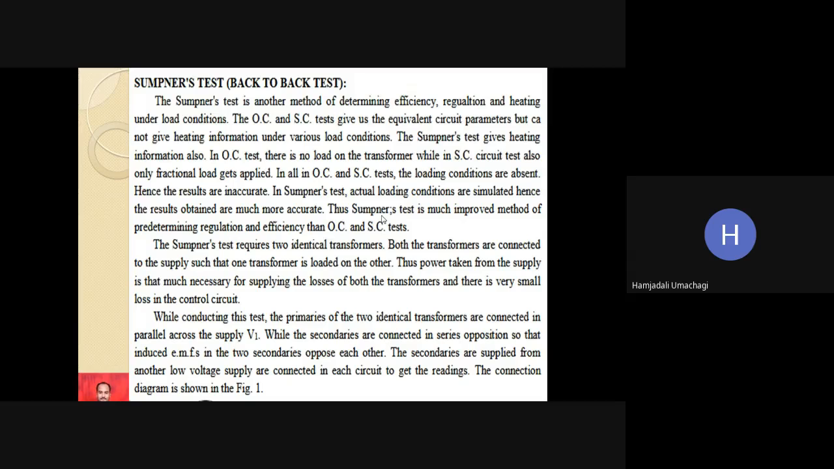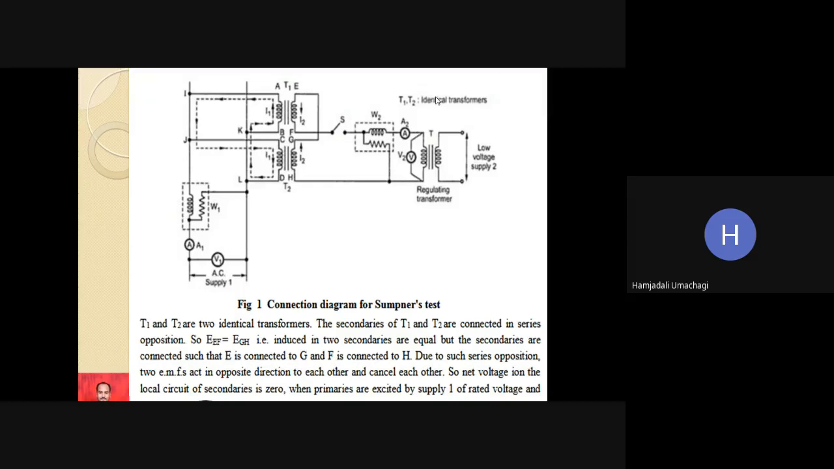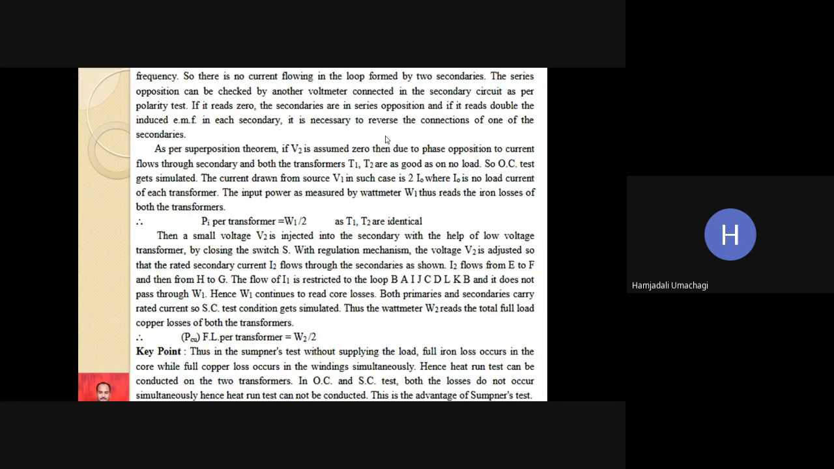Loading means here one transformer will act as a load on the other. Because of that, loading condition will be there. Because of that, current I2 will flow. Because of that, copper losses I2 square R2 will appear. Because of that copper loss, there is a rise in temperature, and that rise in temperature value will be given to us by the wattmeter W2. This wattmeter W2 will read heating information. Right.